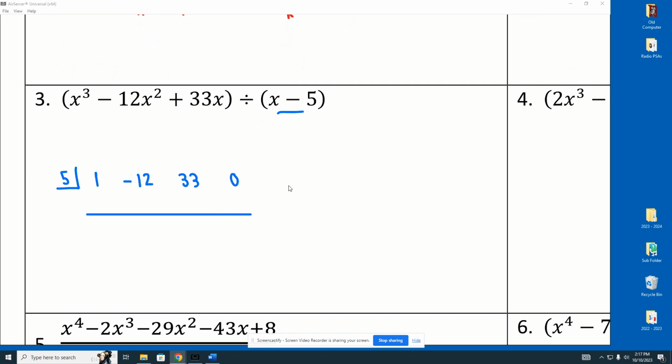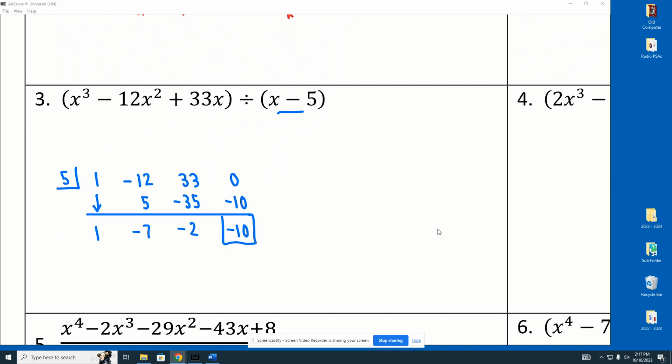And then from here, we're doing the same thing. You drop down that first term, and you start multiplying, combining. Multiply, combine until you're done. So 5 times 1, 5. 5 minus 12, negative 7. Negative 7 times 5, negative 35. 33 minus 35, negative 2. 5 times negative 2, negative 10. 0 minus 10, negative 10.